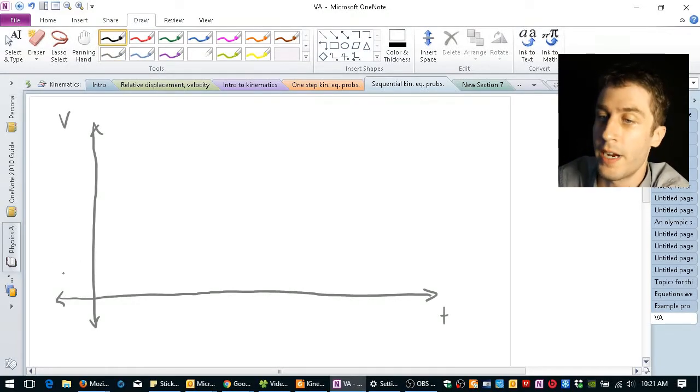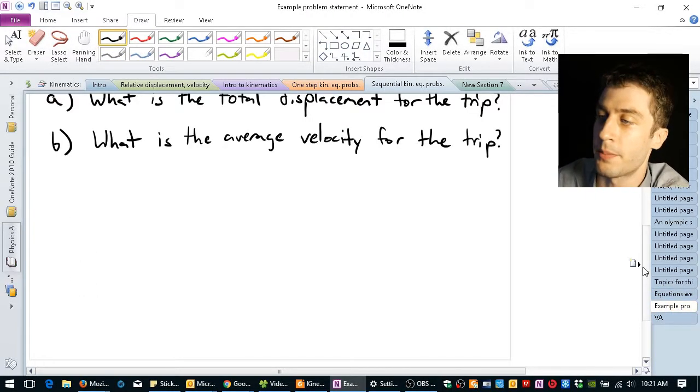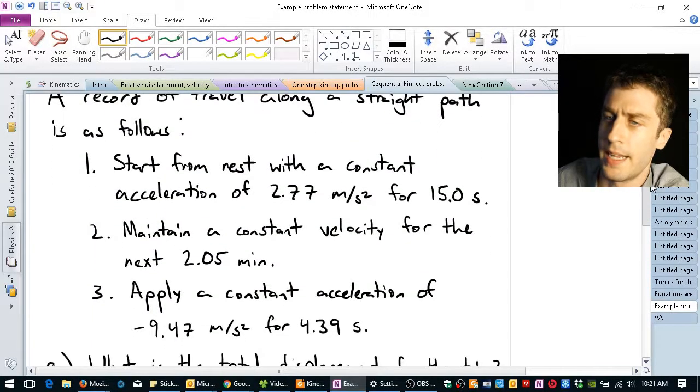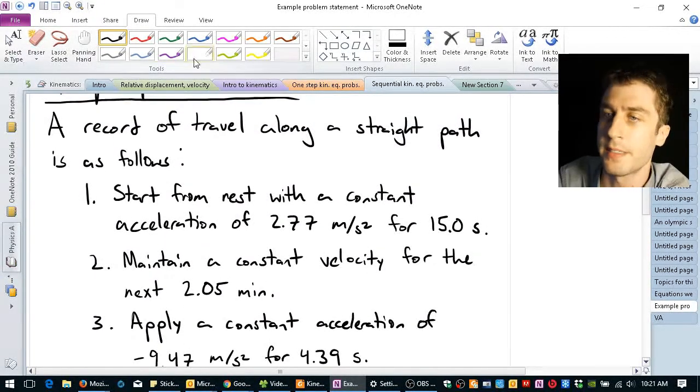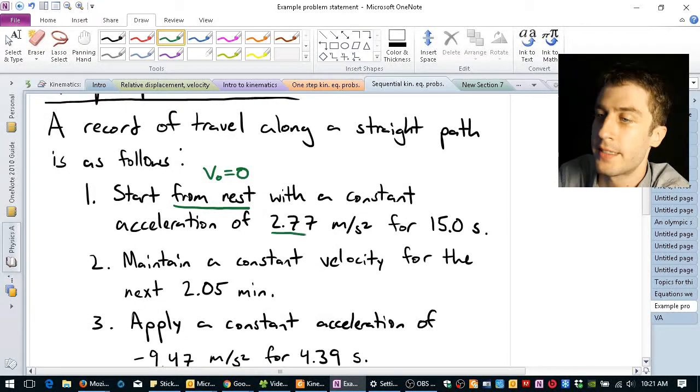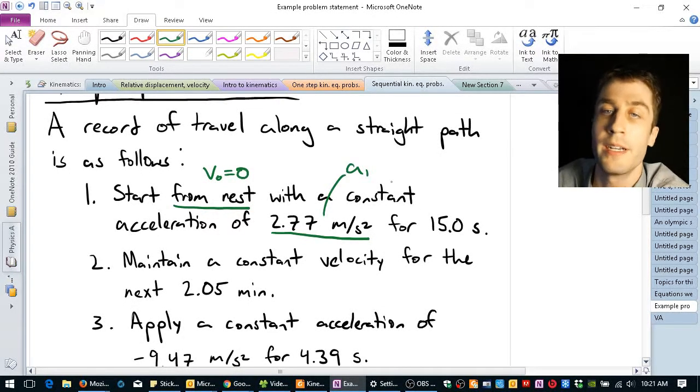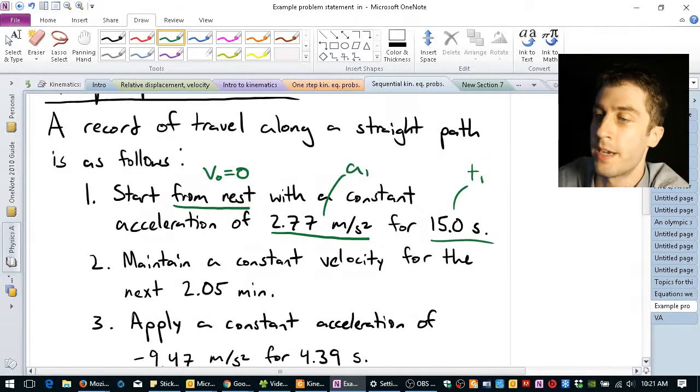But it starts from rest. Let's take a look back at the problem statement. I'll highlight known pieces of information. I'll underline them in green here. So it starts from rest, which means v naught equals 0. It has a constant acceleration of 2.77 meters per second squared. I'll call this a1. It's the acceleration during the first time interval. And it's for 15 seconds, which is t1, the time spent in that first time interval.